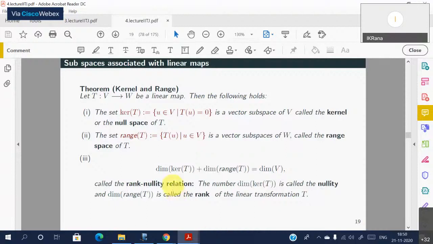Okay. So keep in mind the nullity is in the domain, that is the dimension of the null space, all elements which are killed, and the range space dimension is the rank of the transformation T. So look at the range. Range is a subset of W. Actually, it is a subspace, and the dimension of that is called the rank, right? And one proves that the rank plus nullity is the dimension of V.